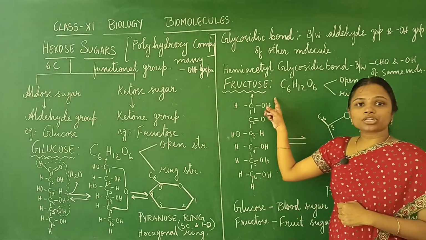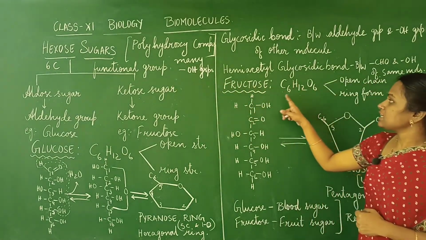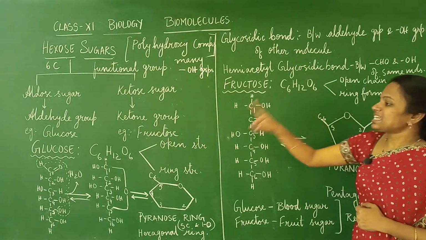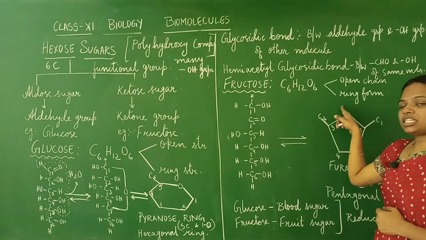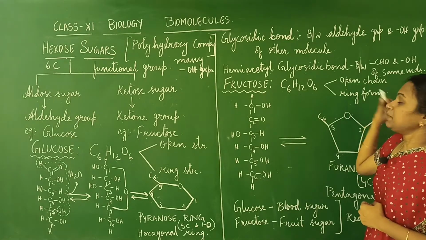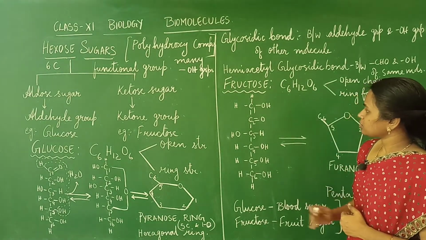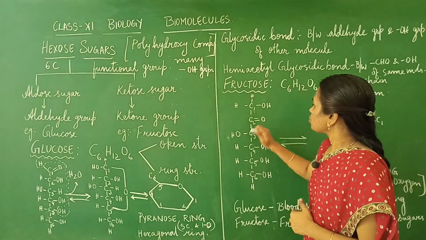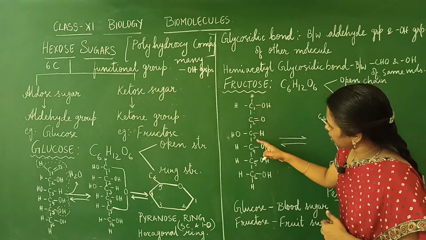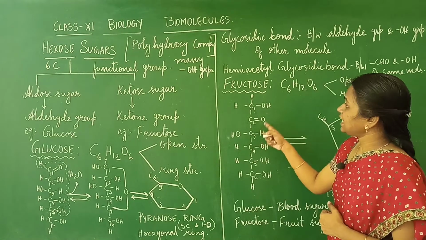Now, let us learn about fructose. Fructose, as it is a hexose sugar, you can see here the formula C6H12O6. And just like glucose, fructose is also available in its two forms, that is open chain and the ring form. And they both are interconvertible also. So, this is about the fructose molecule over here. So, you can see that there are 6 carbon atoms, 1, 2, 3, 4, 5 and 6, polyhydroxyl groups, yes, and it is a ketose sugar.